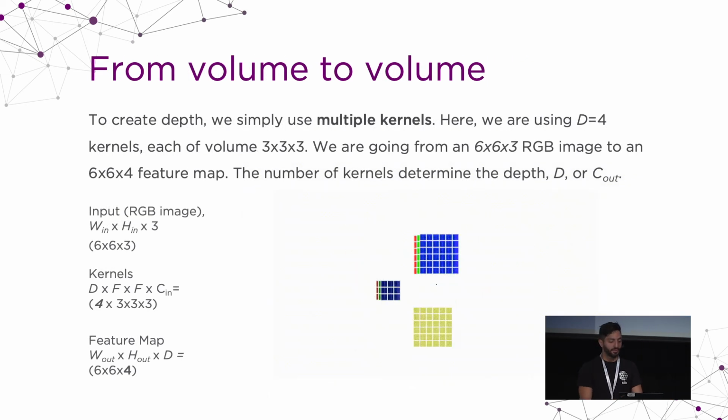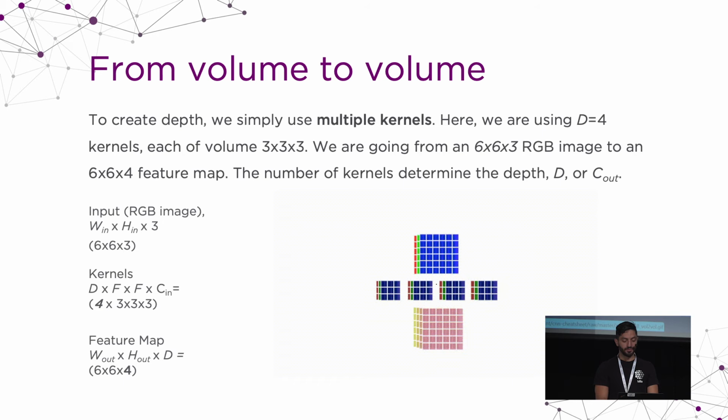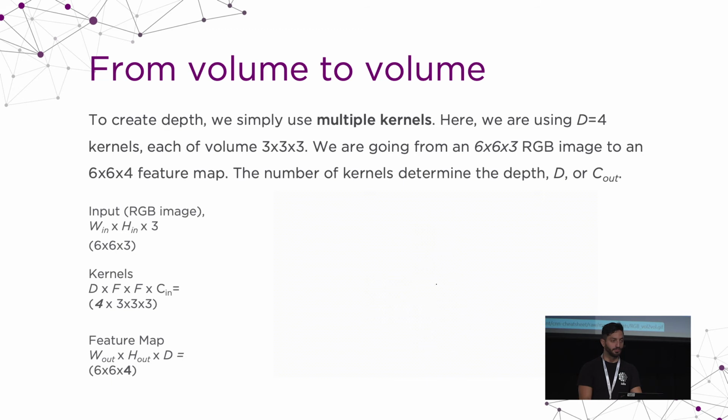So to create depth, we simply use multiple kernels. Here we have our RGB channels, and now we can declare multiple sets of kernels. In this specific example, we use 4 sets of kernels. So by using 4 sets of kernels, we'll now have a depth of 4. And this is a really important concept. This is how you go from volume to volume in convolutional neural networks.